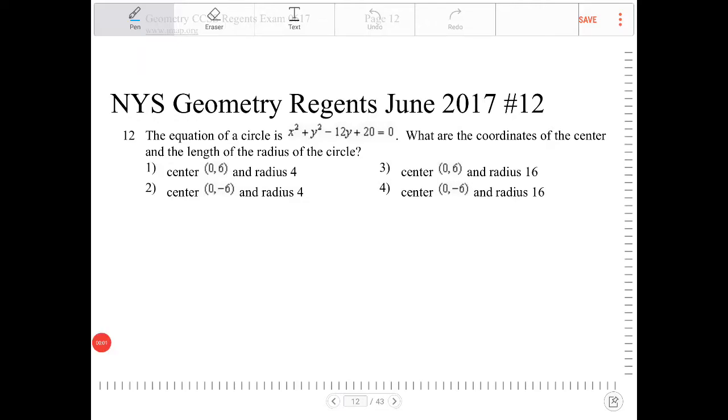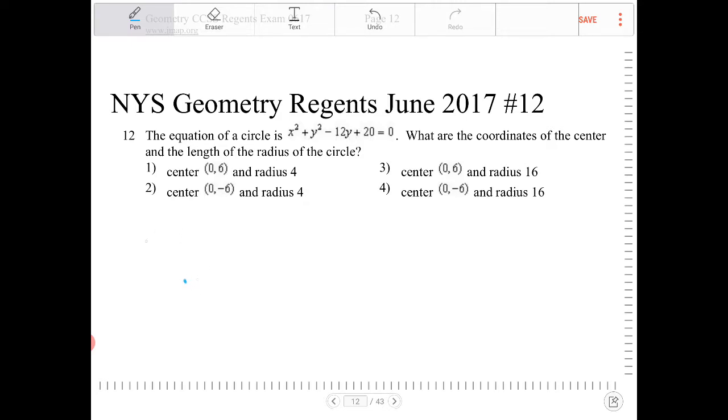The equation of a circle is x squared plus y squared minus 12y plus 20 is equal to 0. What are the coordinates of the center and the length of the radius of the circle? So in order for us to go through this, we have to understand how the equation of a circle is generated to begin with, right?